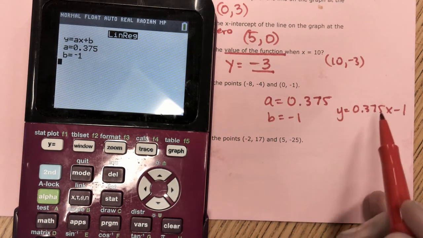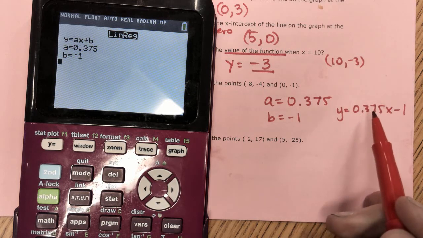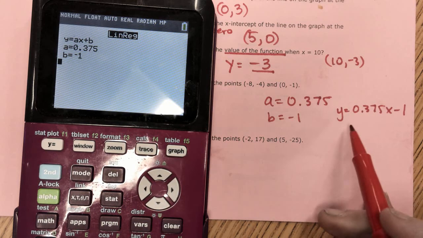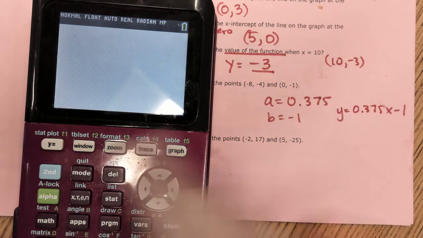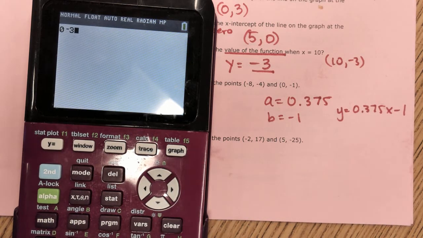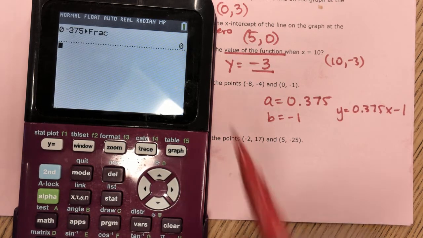Well, let's say my answer choice is a fraction. I could stick that fraction in, do top divided by bottom and see what it matches. I could also put 0.375 and do math, enter, enter.